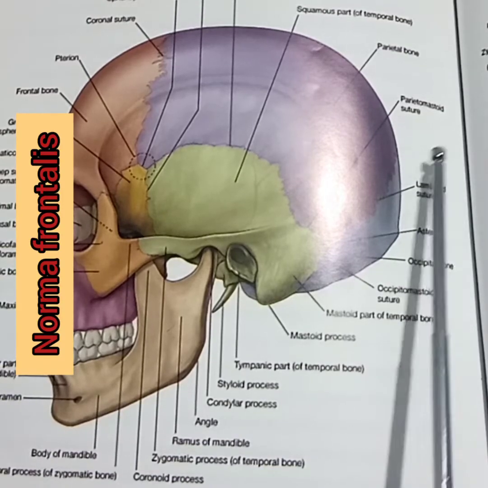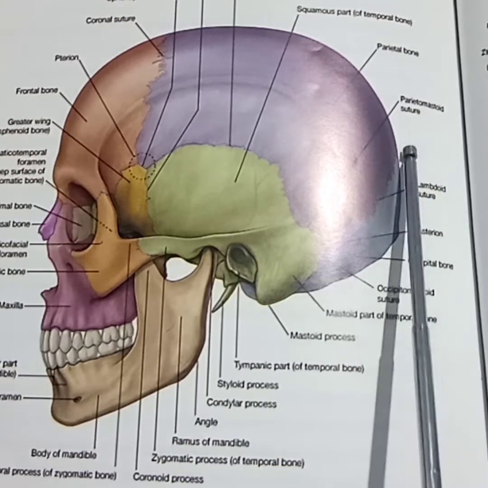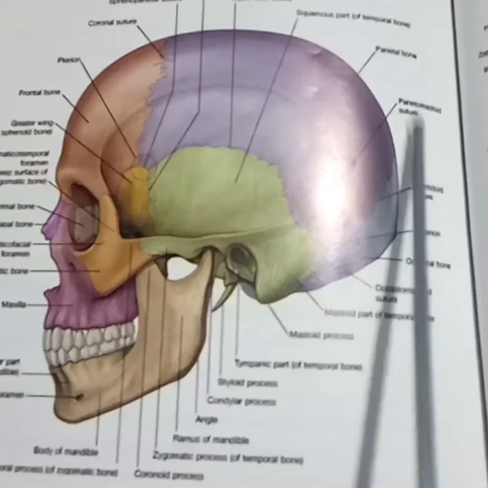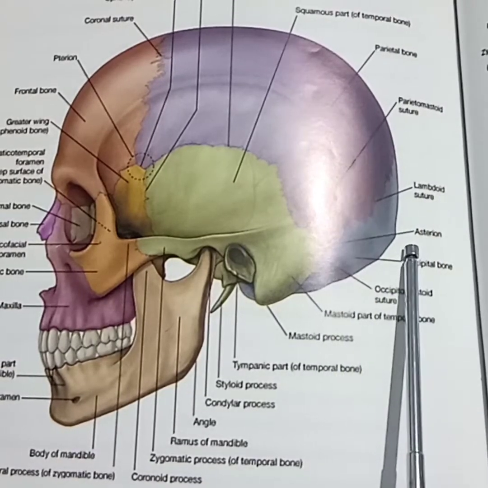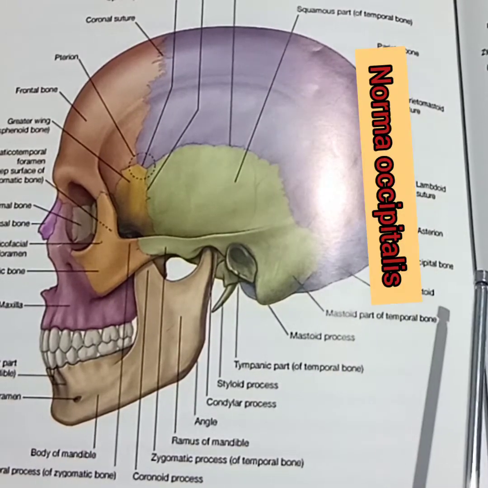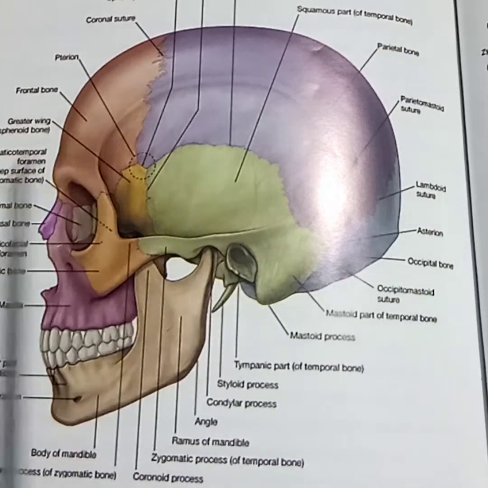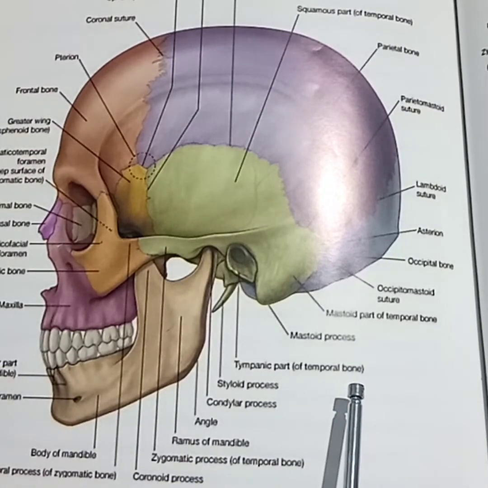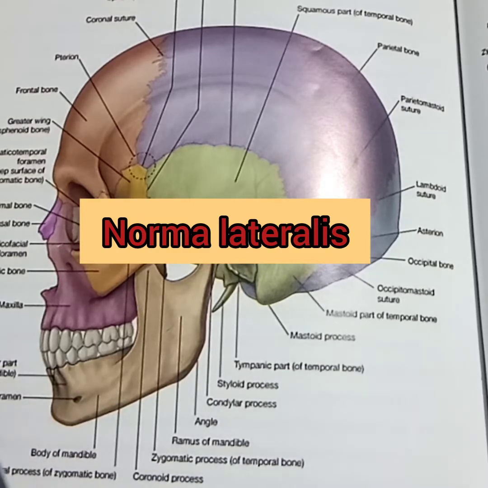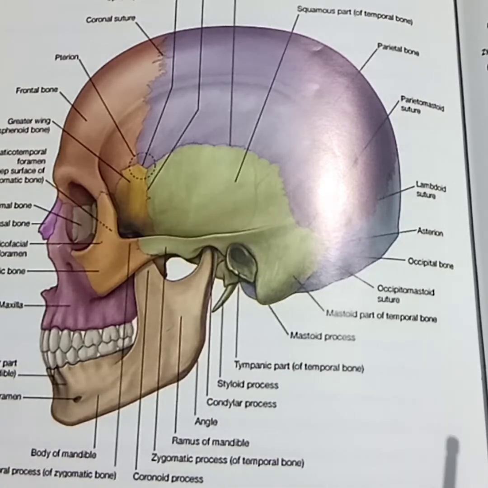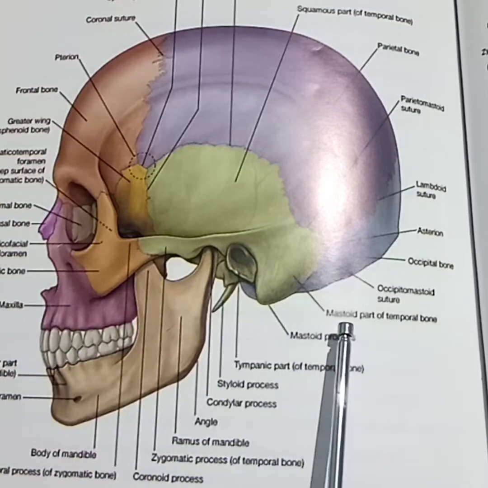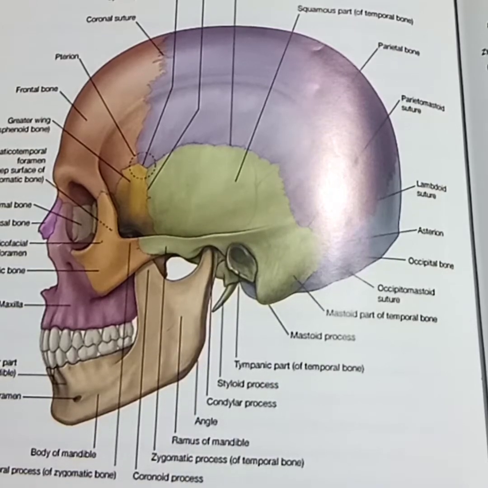When you look to the skull from the back, this view will be named Norma occipitalis. When you look to the side of the skull, as in this view, it is named Norma lateralis. So we have two Norma lateralis, right Norma lateralis for the right side of the skull, and left Norma lateralis for the left side of the skull, as this one.